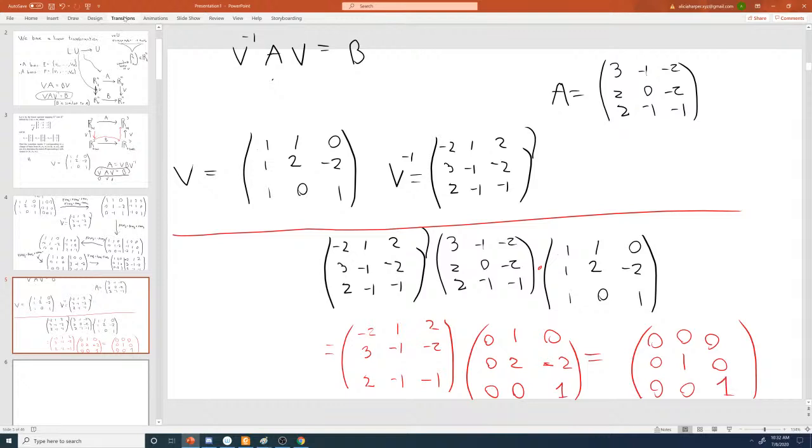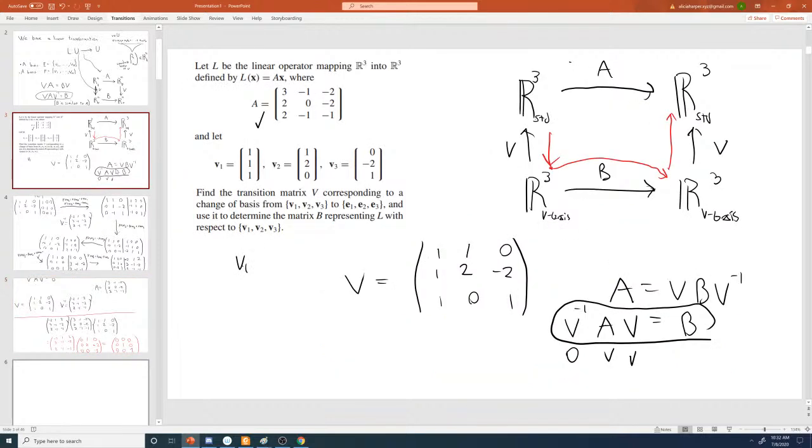So with respect to the basis V, the matrix B is given by the matrix with 0, 0, 0, 0, 1's here, and 0's everywhere else. So we calculated our transition matrix, and we used our transition matrix to compute the matrix B in terms of the matrix A. So this is how similarity problems go.